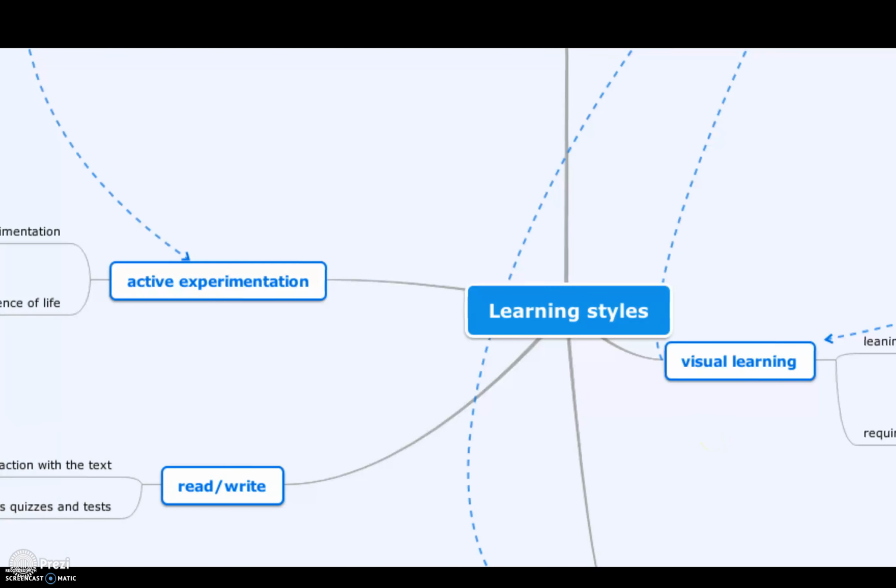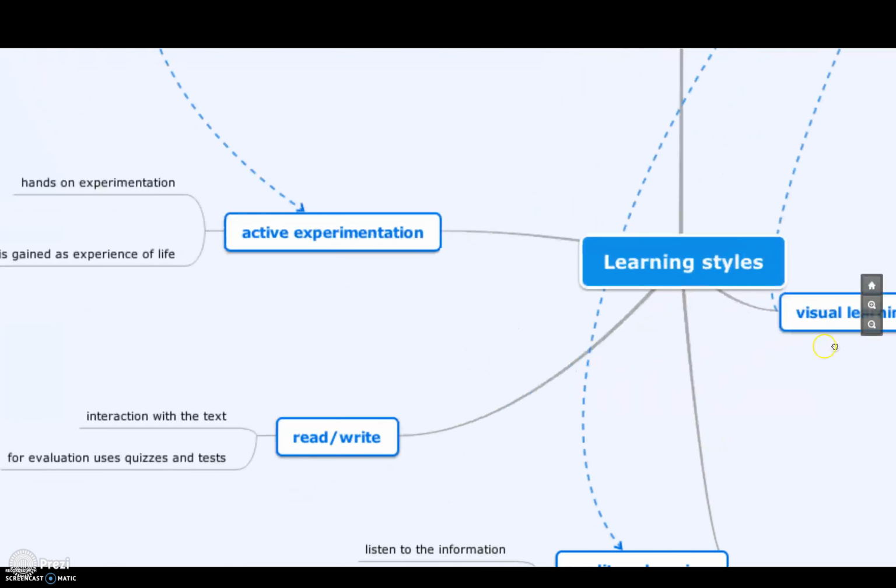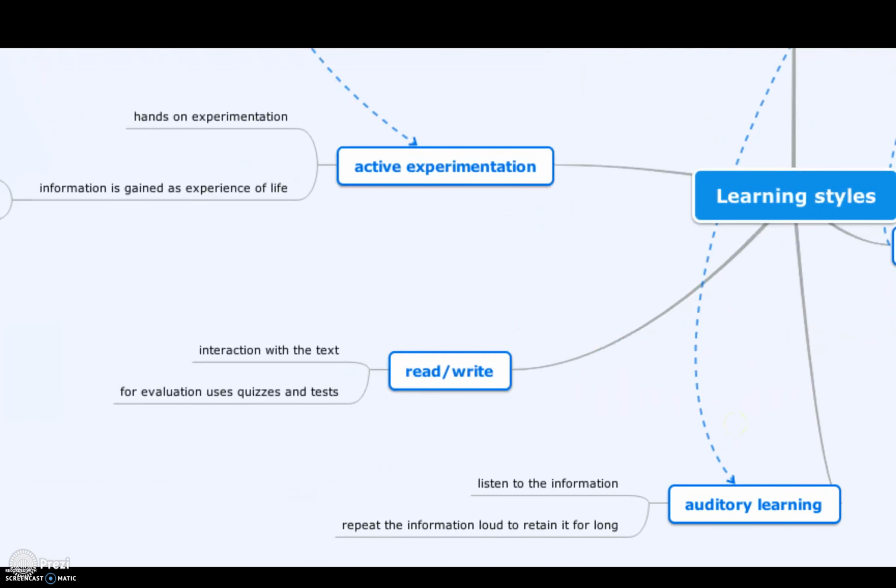The second style is read or write. The name is quite self-explanatory. It goes along with reading and writing the text, taking notes and memorizing it. The evaluation of learning is done by taking tests and quizzes.